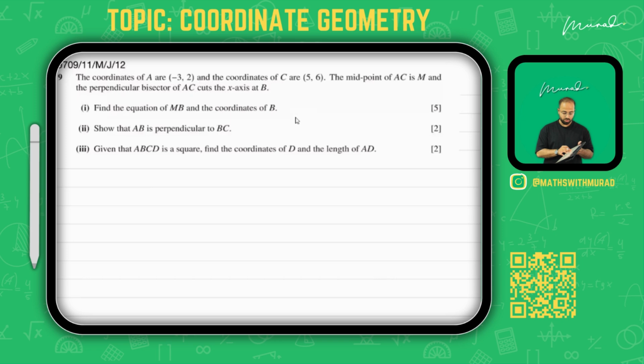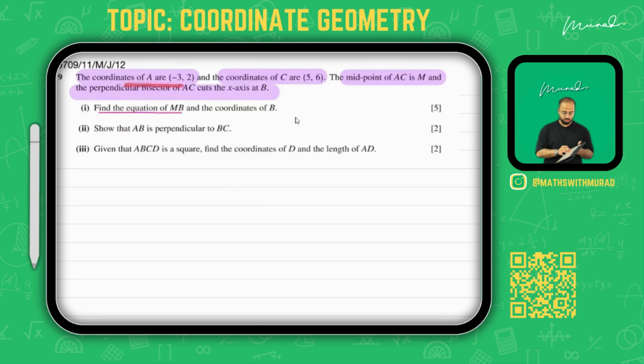So they are saying the coordinates of A are -3, 2 and the coordinates of C are 5, 6. The midpoint of AC is M and the perpendicular bisector of AC cuts the x-axis. Now, there is a lot of information given to us right now, so we'll try to break it down into each and every single part to complete it. The first thing they are asking is the equation of MB. We'll read it one more time and then think about what the coordinates are.